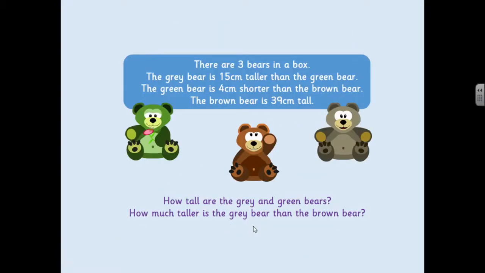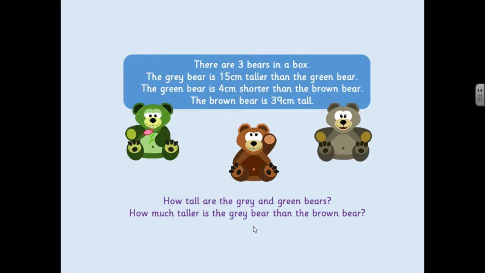Right, there are 3 bears in a box. The grey bear is 15 centimeters taller than the green bear. The green bear is 4 centimeters shorter than the brown bear. The brown bear is 39 centimeters tall. So how tall are the grey and green bears, and how much taller is the grey bear than the brown bear? Well, there's a lot of information here.